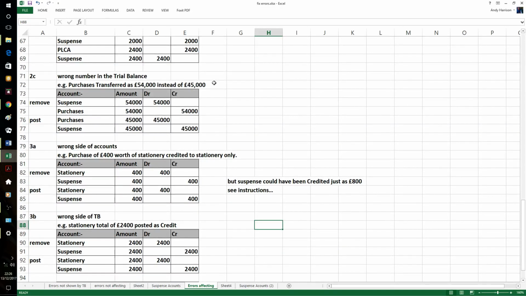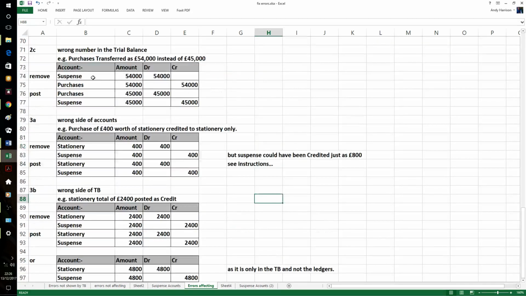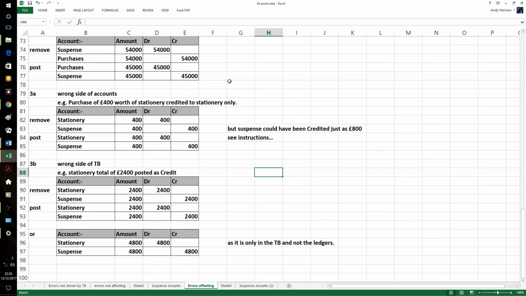Now we've got a wrong number in the trial balance, so this one just needs removing because it's the wrong number. We could, in theory, as it's only in the trial balance, have done a correction of £9,000, but that's less auditable, less visible. So we've put 54,000 in, so we're going to remove it. We've credited purchases, there's a double entry, and then posted, there's the double entry. Again, the suspense account could have just been the £9,000 with the 54,000 and the 45,000 as per instructions.